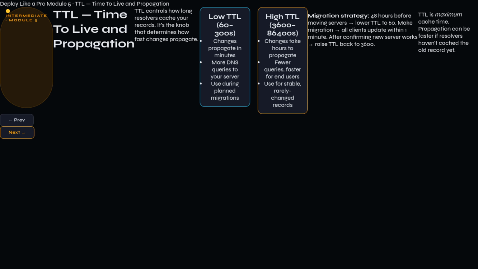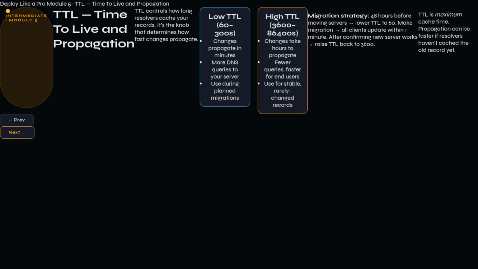Best practice TTL strategy: before you plan to make a DNS change, like migrating servers, lower your TTL to 60 seconds 24 to 48 hours in advance. This lets existing caches expire quickly. Make your DNS change. After everything is working, raise TTL back to 3600 or higher.